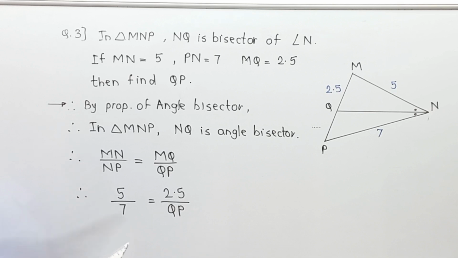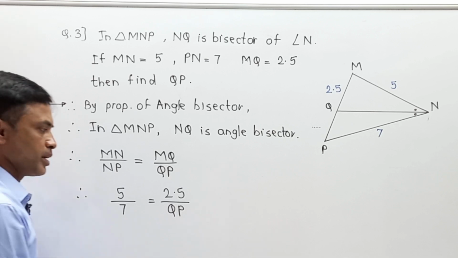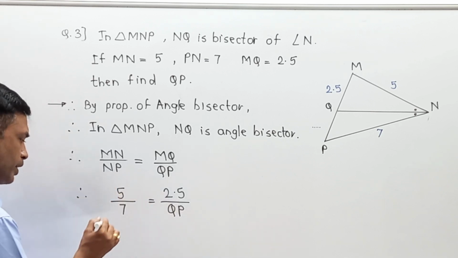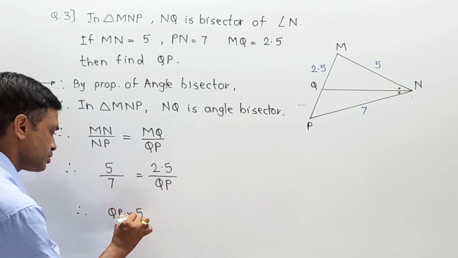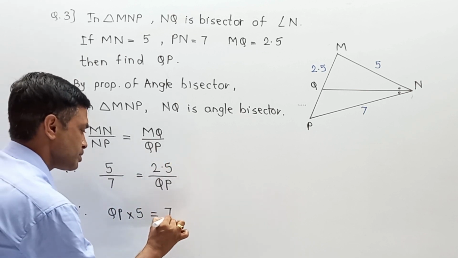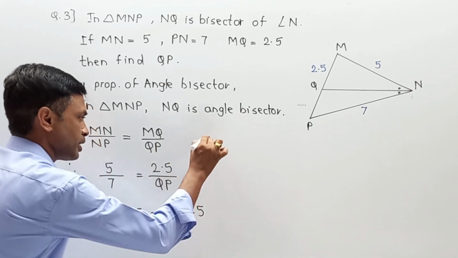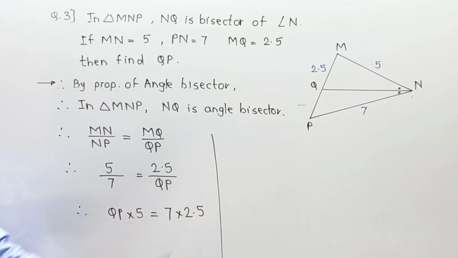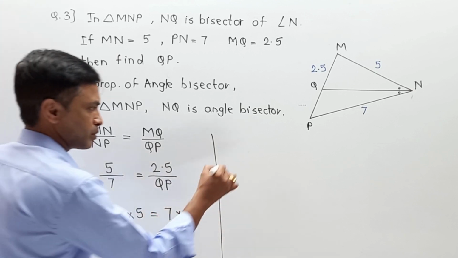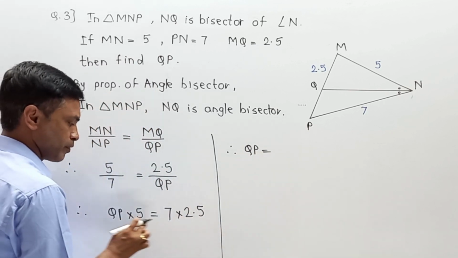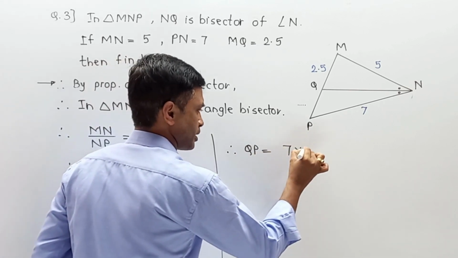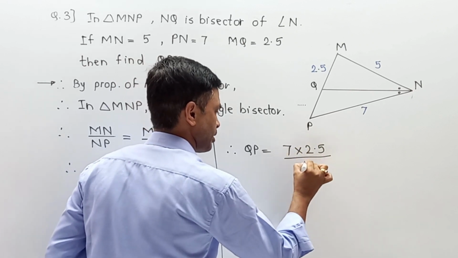Now we have to solve the mathematical part. Definitely this becomes a cross product, and the simplification is: what part will come now for simplification? QP into 5. So QP into 5 is equal to 7 into 2.5. Next part I am going to simplify over here itself. No doubt step by step you are going to write it down, but here QP is equal to 7 into 2.5 divided by 5.